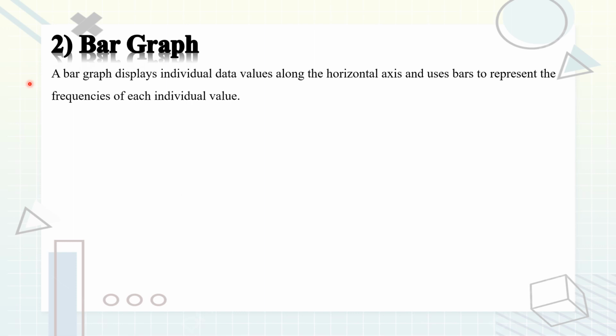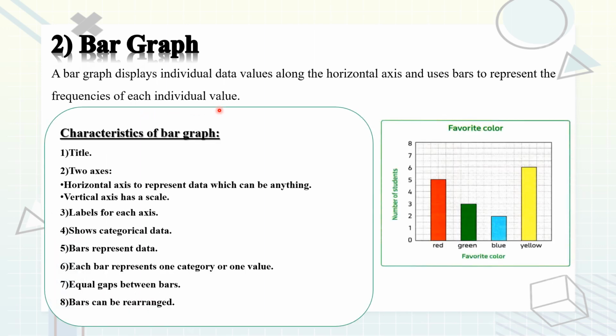Another method to represent data, bar graph. A bar graph displays individual data values along the horizontal axis and uses bars to represent the frequencies of each individual value. These are the characteristics of a bar graph, and this is an example of a bar graph.